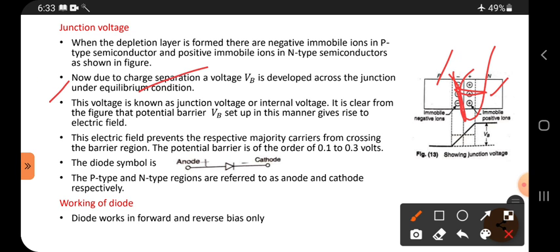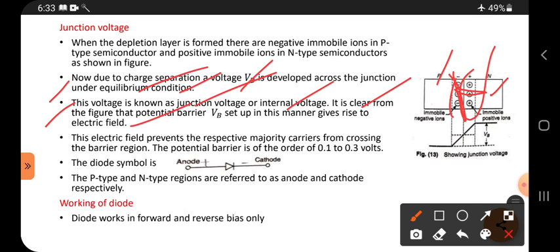Now due to the charge separation, a voltage VB is developed across the junction under equilibrium condition. This voltage is known as junction voltage or internal voltage. It is clear from the figure that the potential barrier VB set up in this manner gives rise to an electric field.